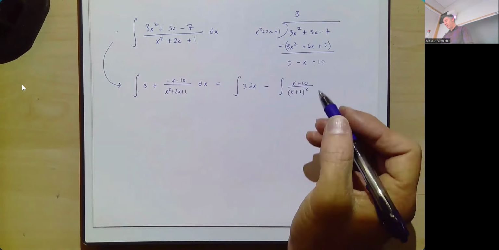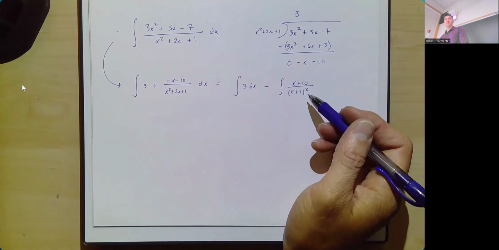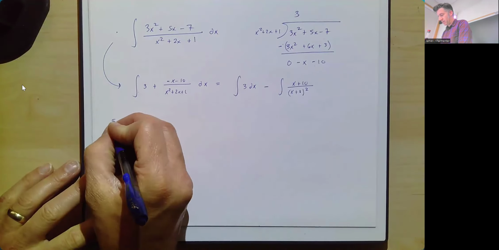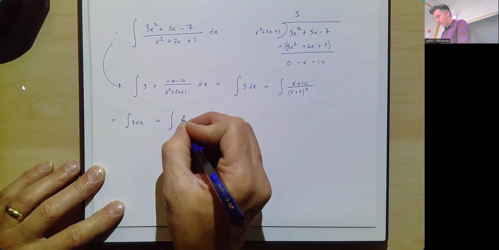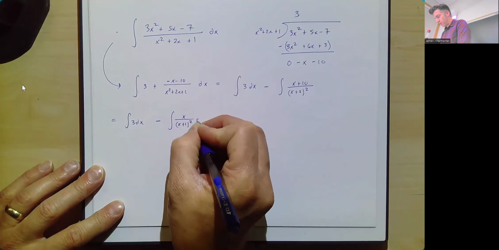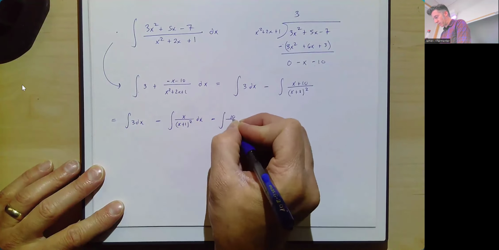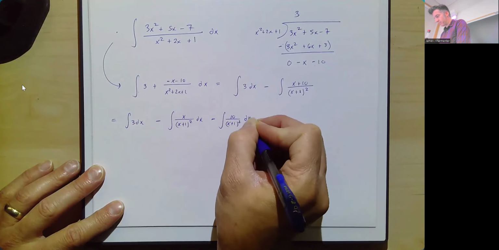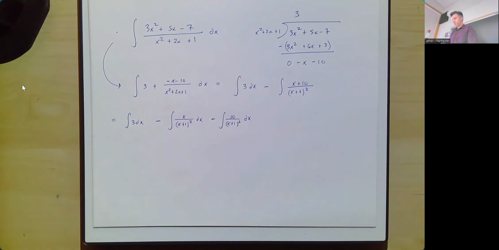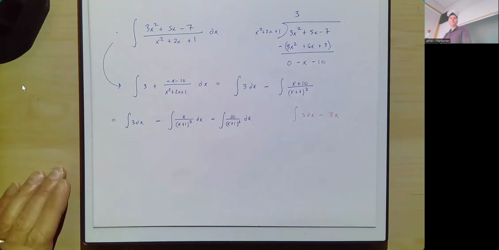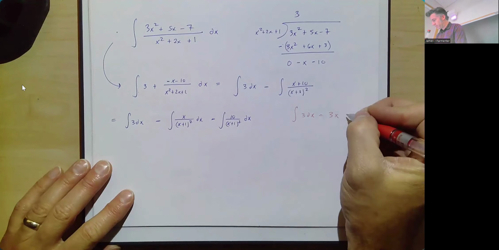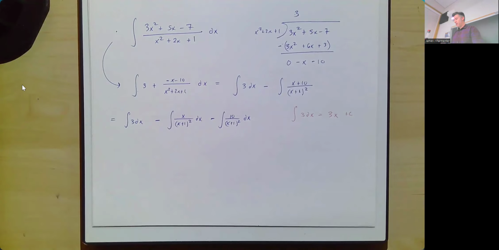And then I'm actually going to break this up into two separate integrals. So I'm going to write this as the integral of 3 minus the integral of x over x plus 1 squared minus the integral of 10 over x plus 1 squared. Okay, let's deal with each of these separately. So the integral of 3 dx is just 3x plus c, I guess. I don't feel like I need that on that side really.